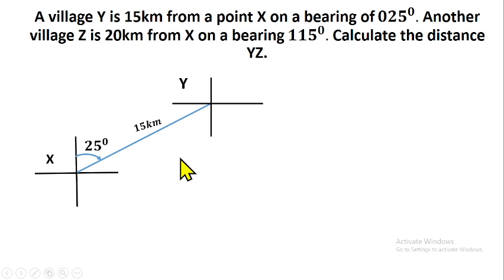So you have been able to represent this statement like this based on what you have been doing so far. But it does not end there. Let's see, another village Z is 20 kilometers from X on a bearing of 115 degrees.